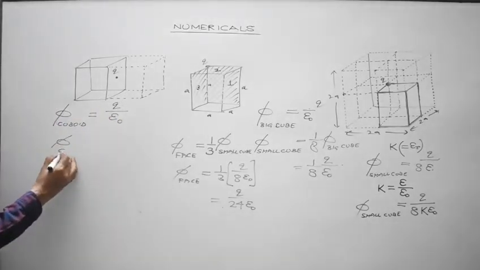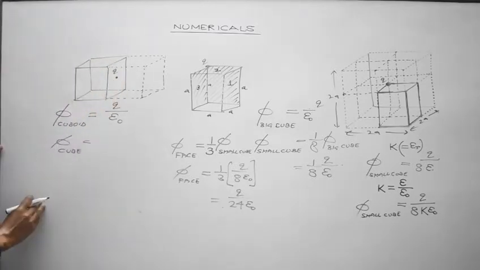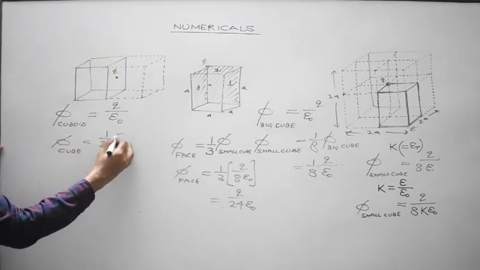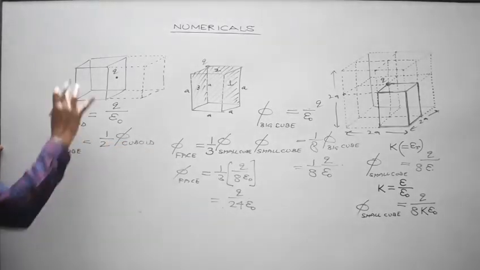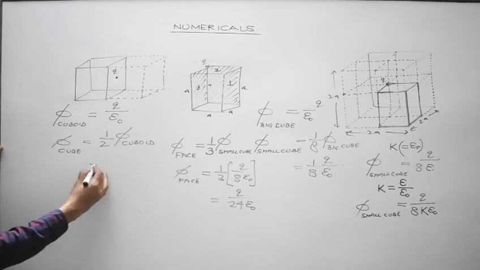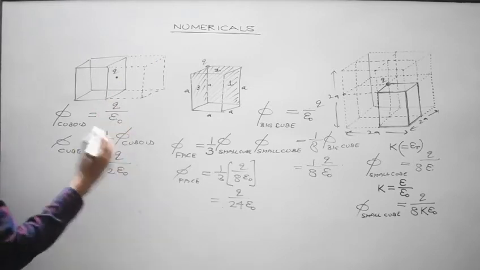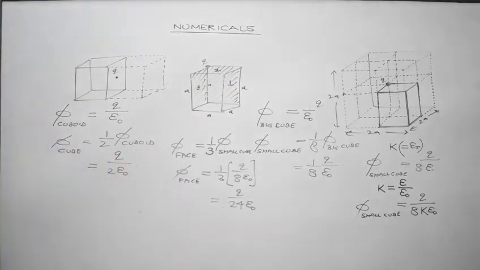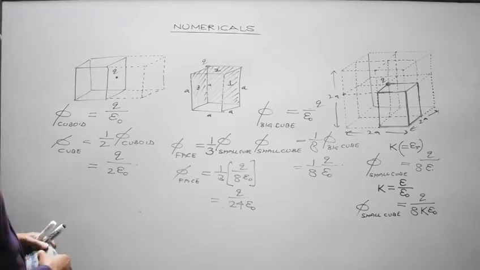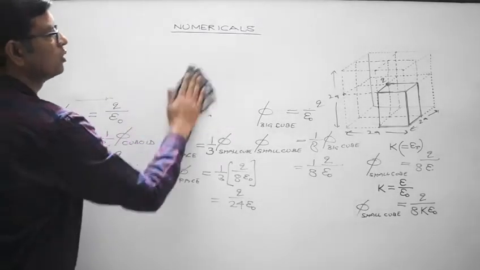The flux associated with a single cube, when the charge is placed at the center of any of its face, obviously would be half the flux associated with the cuboid, because it is made up of two cubes. So the answer would be, substitute the value, Q by 2 epsilon. So these are some important results which might be asked. There are some other important questions as well.